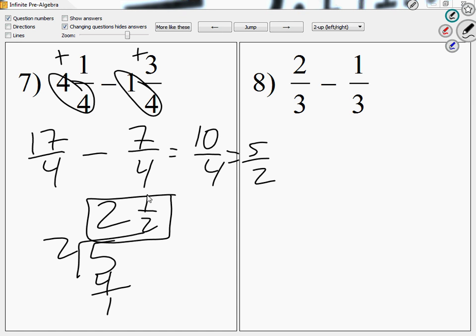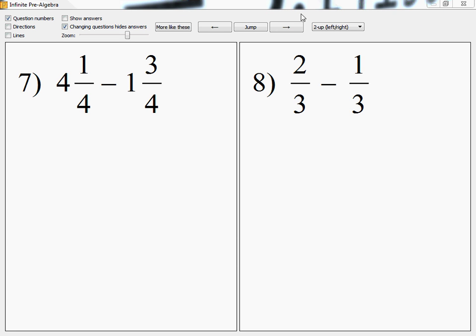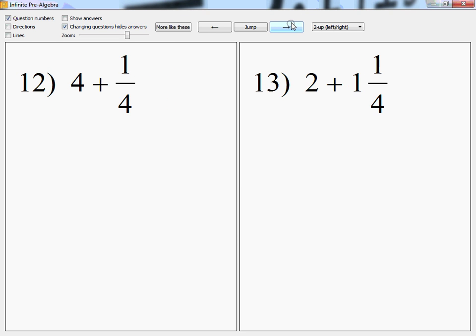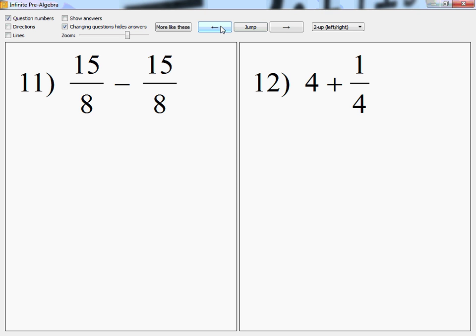If I look at question number 8, common denominator, let me just copy down the 3. And on the top, how much is 2 minus 1? 1. The big number is at the bottom, so we're good. 1 over 3. But then, let me move into question number... let me take a look at number 12.